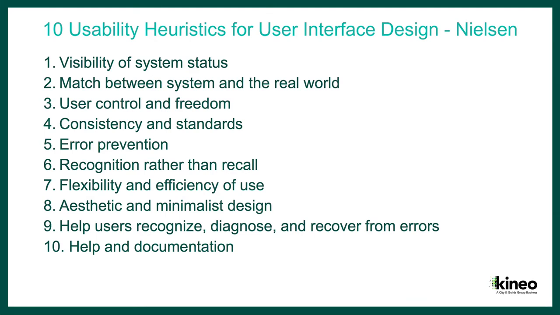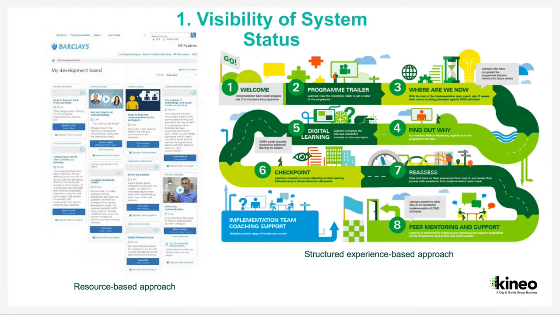And these are some of the principles that we used. These were developed by Nielsen. They're the 10 usability heuristics for user interface design. And I'm not going to go deeply into all of these, but I do want to highlight a few of them, especially this first one, the visibility of system status.